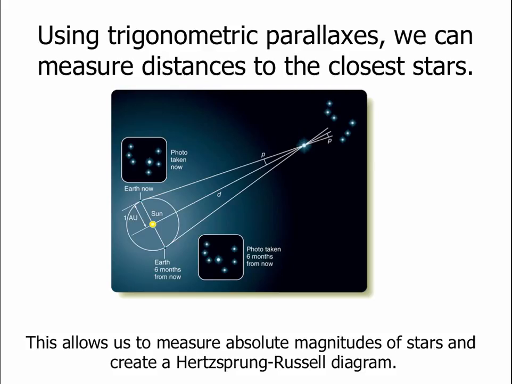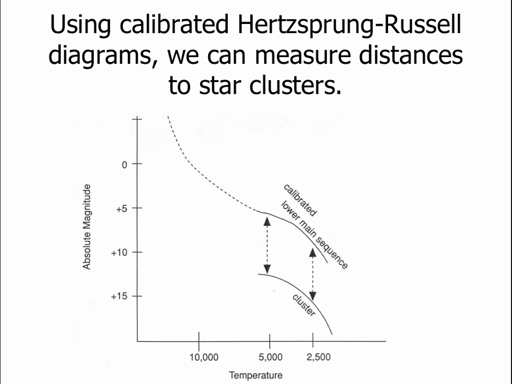Now we're going to use the Hertzsprung-Russell diagram to get distances to other things such as star clusters. When you saw Hertzsprung-Russell diagrams of star clusters, you saw that we had the main sequence on there. Now when we look at a star cluster, we see the apparent magnitude, how bright the stars appear to be, and for a star cluster, all the stars are the same distance away, so they all are made fainter by the same amount. Their apparent magnitudes all go down by the same amount.